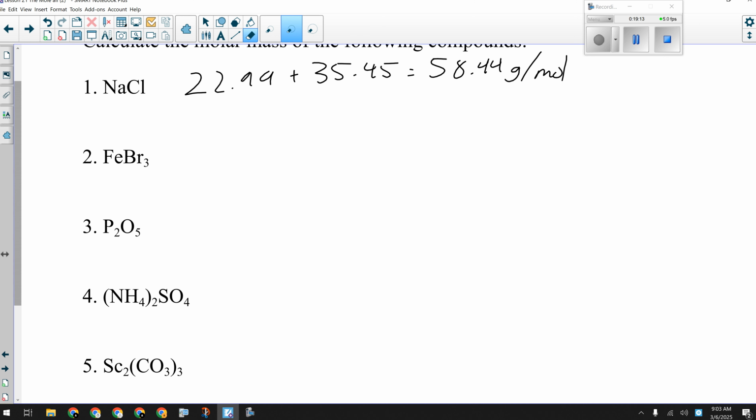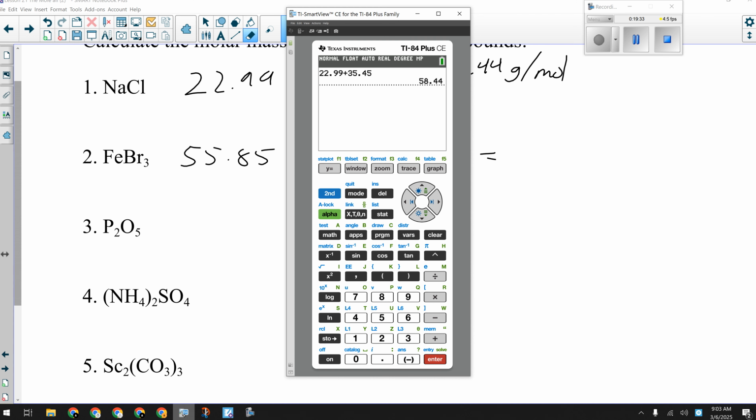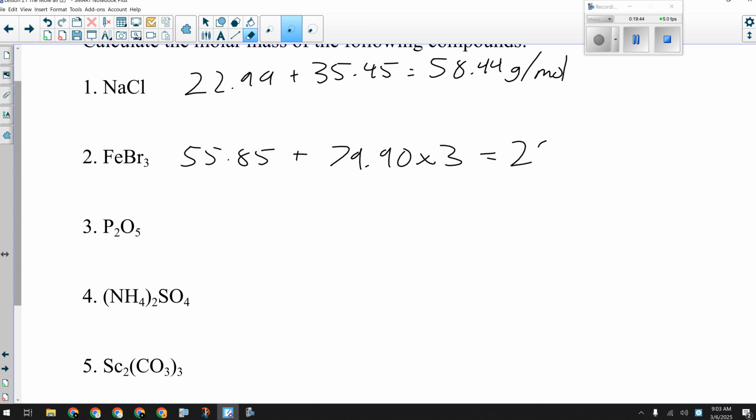Looking at the second one. How many iron? Just one, so 55.85. Plus how many bromine? 3. So 79.90, I believe, times 3. So 55.85 plus 79.9 times 3. We should be looking at 295.55 grams per mole. Keep going, guys. If you're having trouble, let me know. I'll give you a hand.